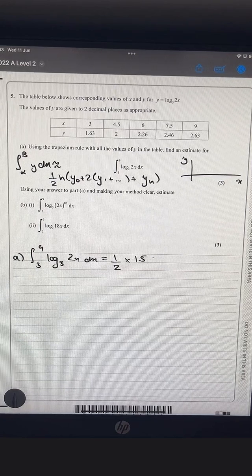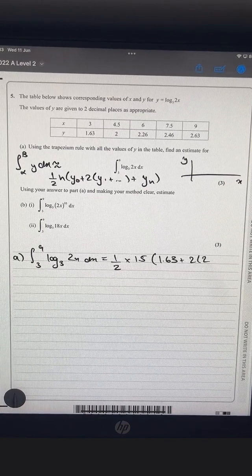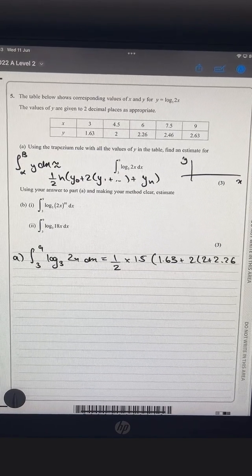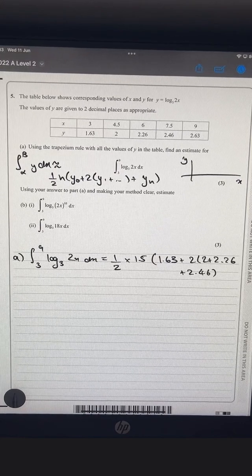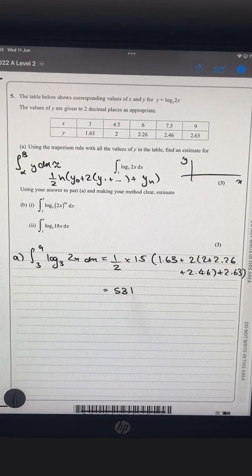And then I have to just put in my values. So I've got one lot of 1.63 plus two lots of all the middle terms. So that's 2 plus 2.26 plus 2.46. And I have one of 2.63 at the end, plus 2.63. So if I put that into my calculator, I get a nice 531 over 40. Good, 3 marks there. And again, doesn't take long at all, so we can save that time for later questions. All right. If you know a question, do it quick, move on.